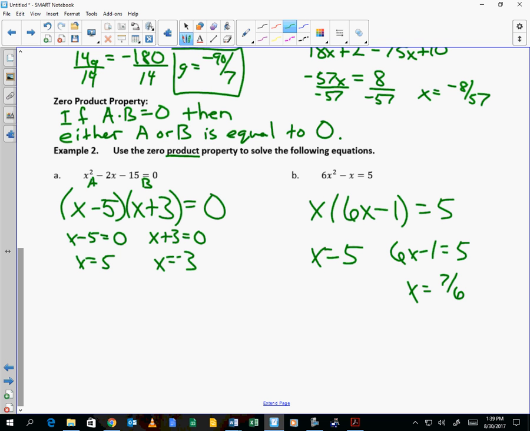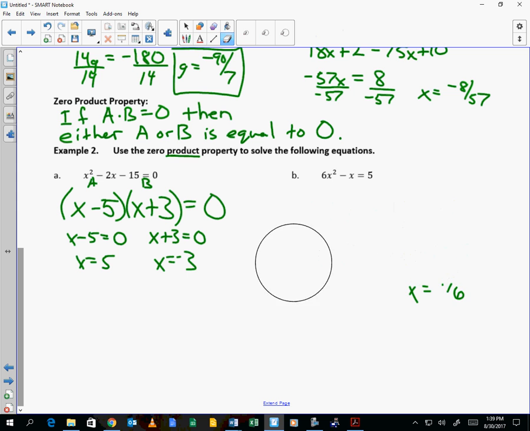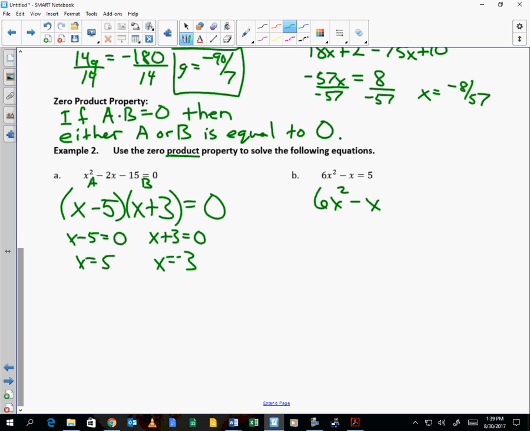Okay? There is no 5 product property. But there is a 0 product property. There is a 0 product property. Thank goodness.